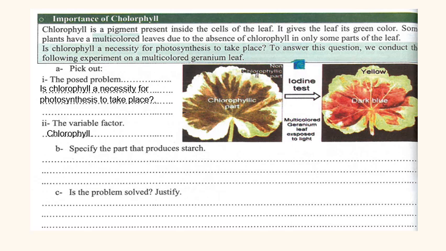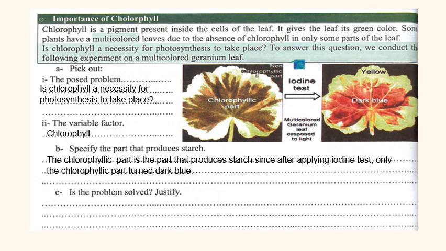Specify the part that produces the starch. It is the chlorophyllic part, but we have to justify. We say the chlorophyllic part is the part that produces starch, since after applying iodine test, only the chlorophyllic part turned dark blue. So specify, don't forget, answer, then justify.